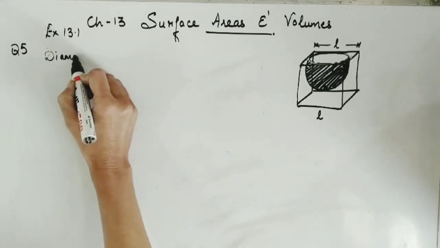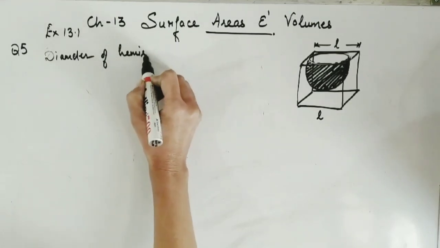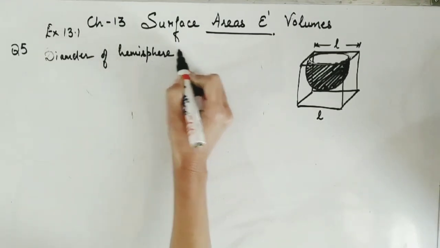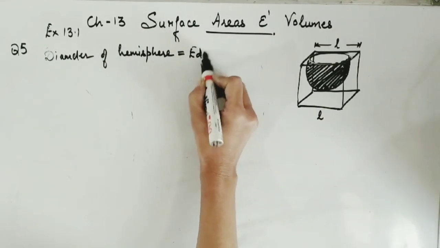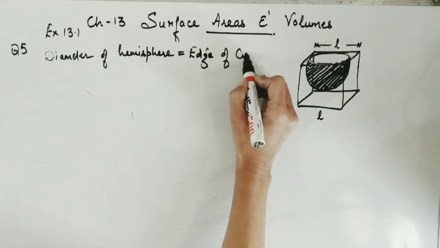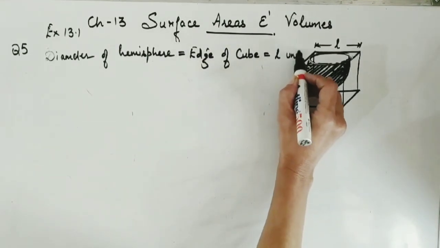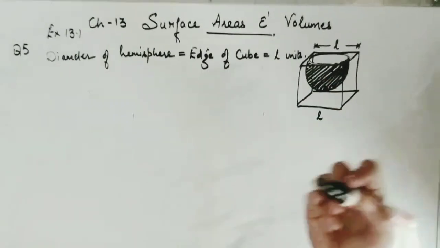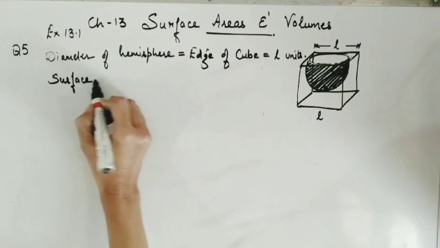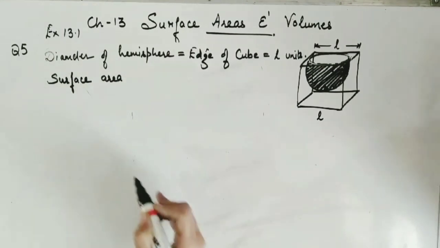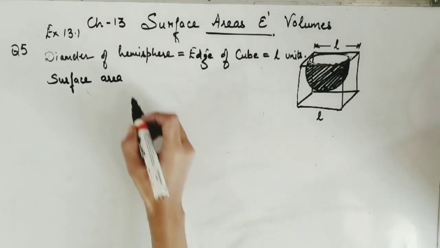Diameter of hemisphere is equal to this edge of the cube, it's mentioned in the question. Both are L units. Okay, the question remains the same. Surface area of, it says, surface area of the remaining solid.